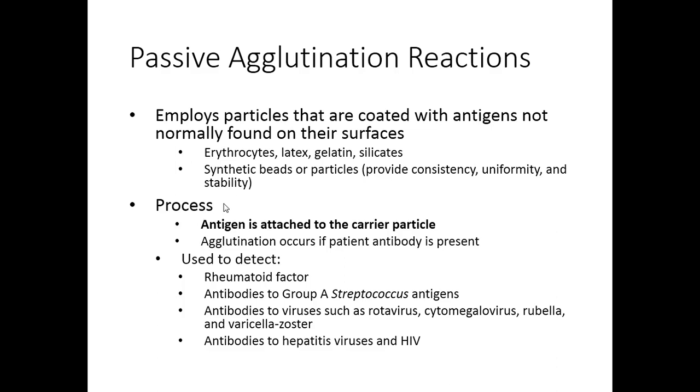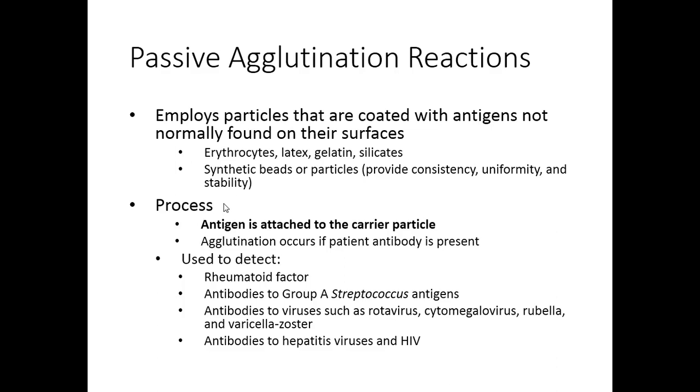As I said, this is just another way to see if patients had either active or prior exposure to an antigen. Some of the ways that we use it are to detect things like rheumatoid factor, antibodies to group A strep, some of the viruses, rotavirus, CMV, cytomegalovirus, rubella, varicella zoster. And as a screening test, it's not really great for things like hepatitis and HIV.